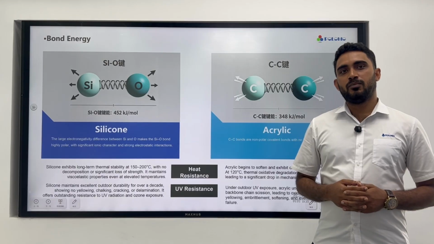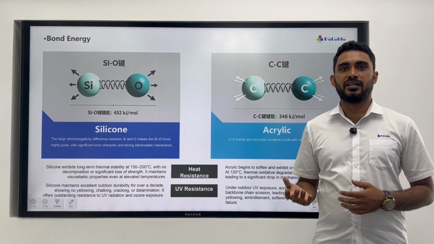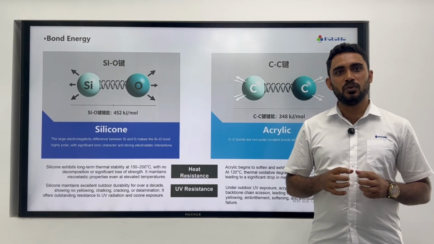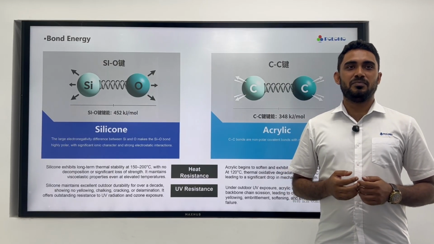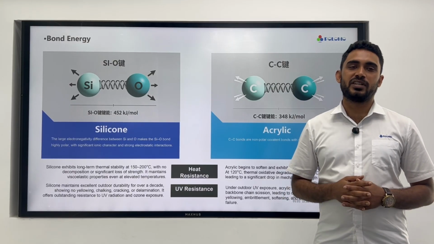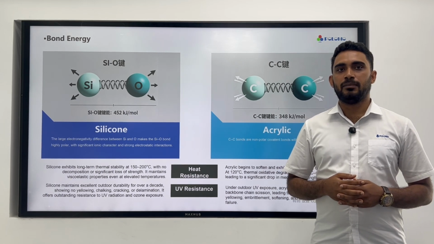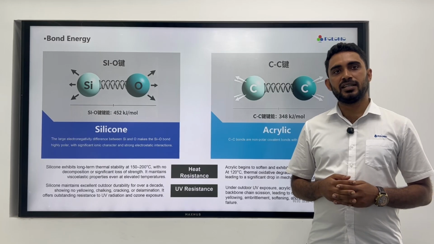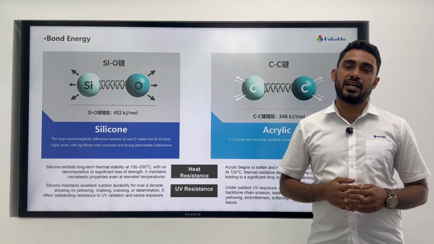Finally, let's talk about the bond energy. Think of it like a tug of war between two people. If both are strong, it's hard to pull them apart. That's high bond energy. If both are weak, they separate very easily, low bond energy. The silicon-oxygen bond in silicone has a bond energy of about 452. The carbon-carbon bond in acrylic is 348. The extra 100 makes silicone incredibly stable at high temperature.